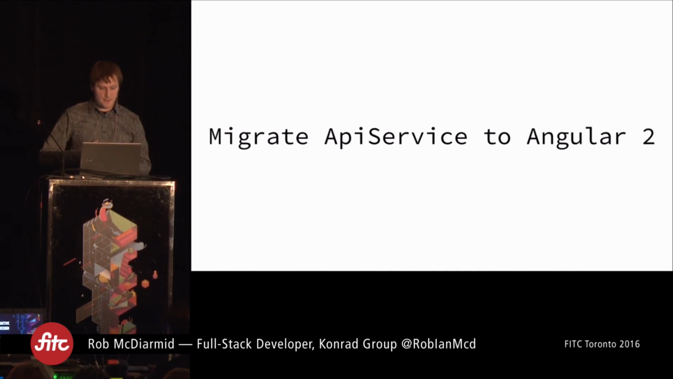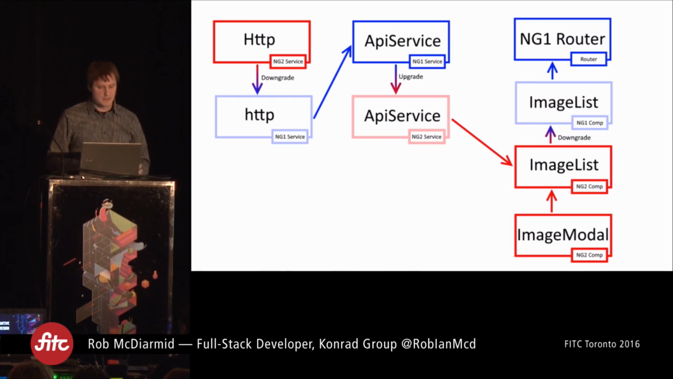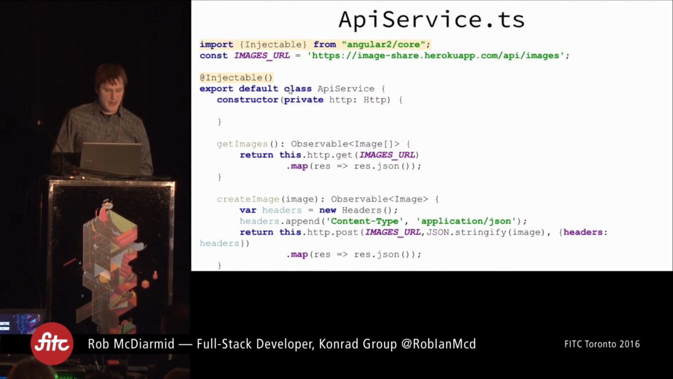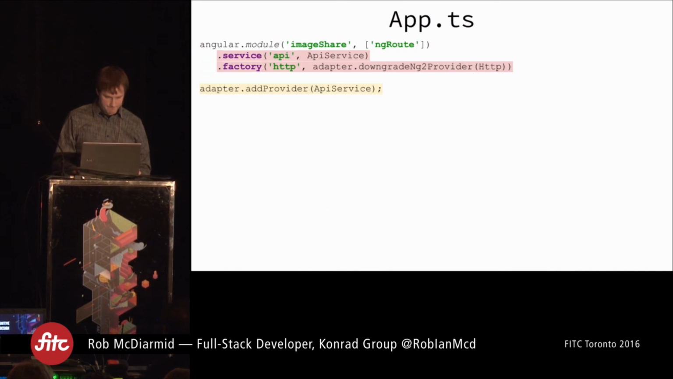Okay, let's upgrade the API service to Angular 2. So this is really going to simplify things. Once I upgrade API service, I can use HTTP directly, so I won't need to downgrade HTTP anymore. So I'll end up with something much simpler that looks like this. Upgrading a service to Angular 2 is pretty trivial. It pretty much already is an Angular 2 service. The only thing I have to do is add some decorator to it. So I'm adding this injectable to it, and that just enables dependency injection in Angular 2.